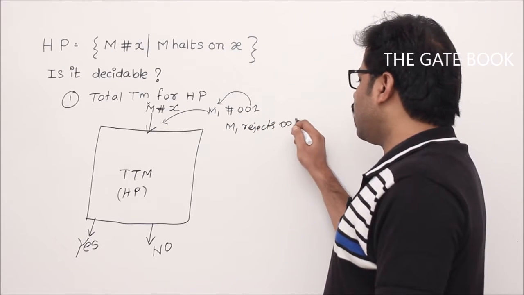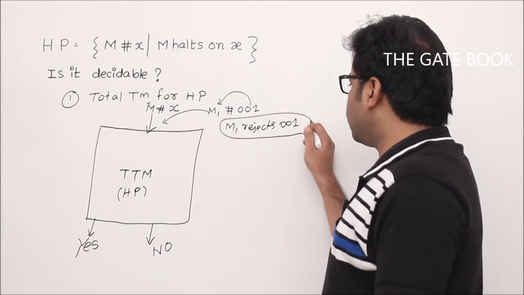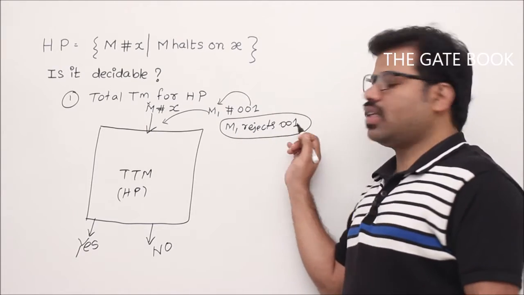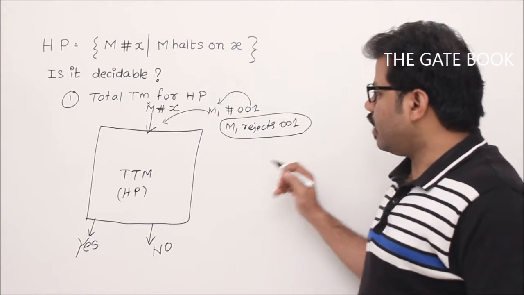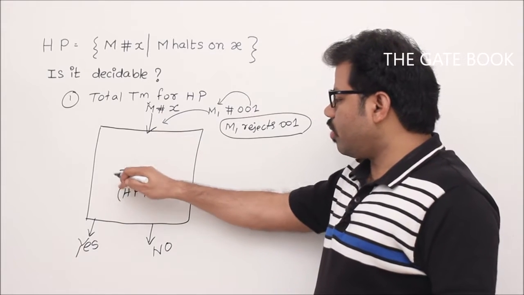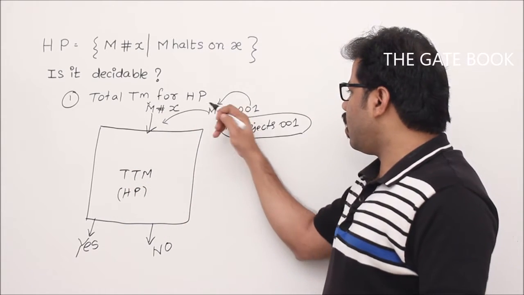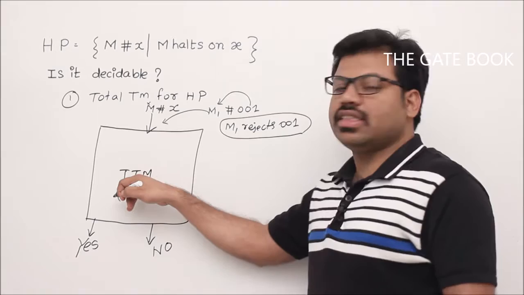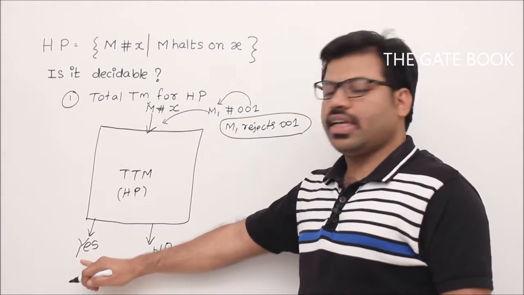Sir, how do you know that? Let's say God helped me in understanding that. Let's say God said that m1 actually rejects 001. If that is the case, then what should this total Turing machine say? When you feed m1#001, since rejection is also halting, it should say yes.